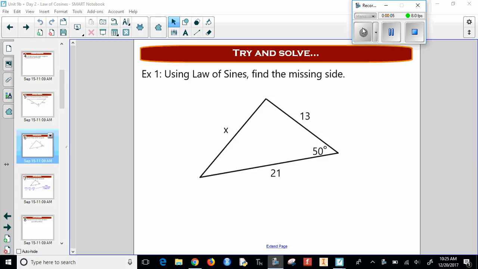Today we're going to learn about the law of cosines. Now to start it off, we have another non-right triangle, like we have here. And say we wanted to find x.